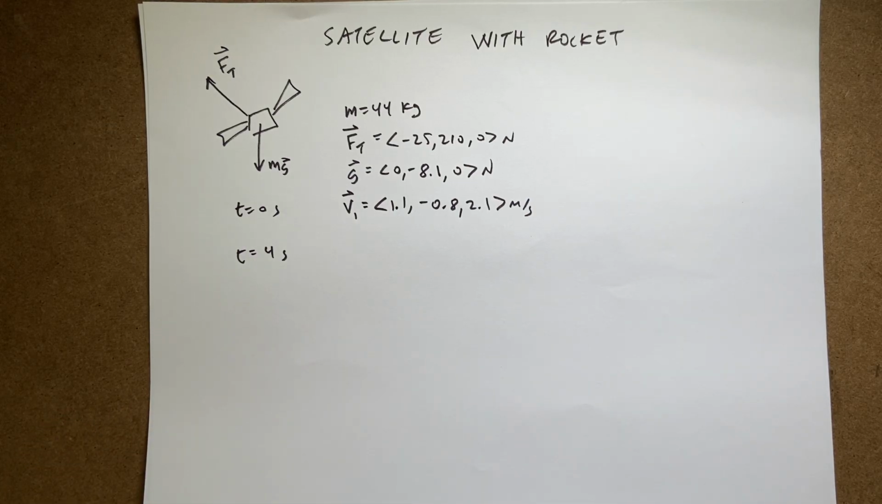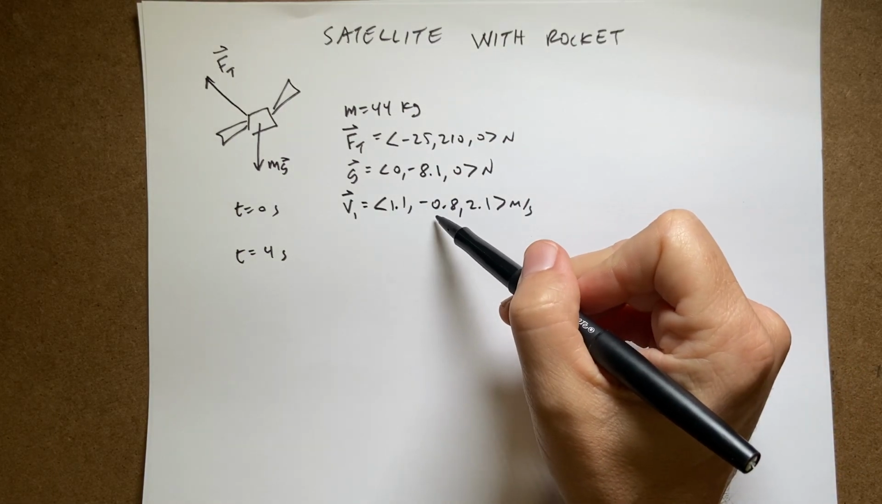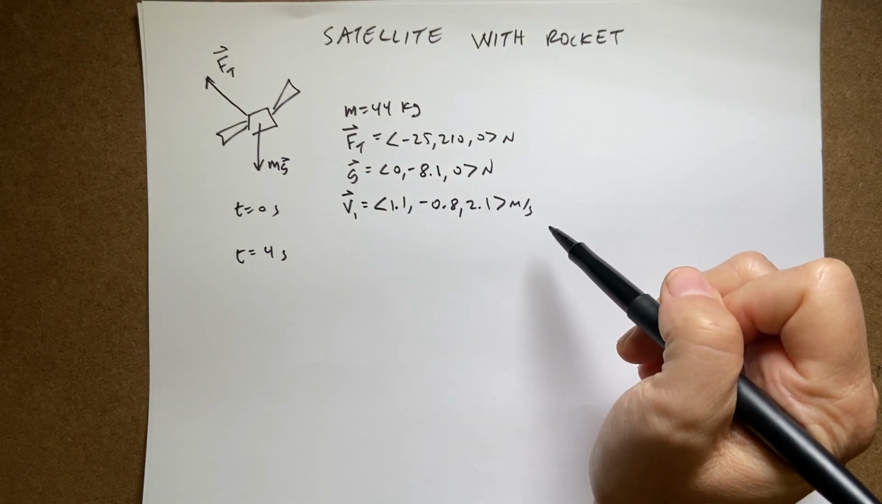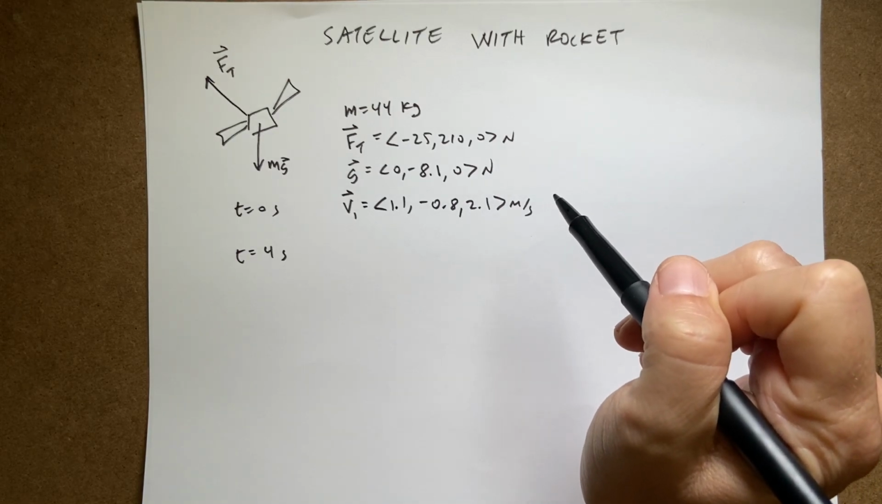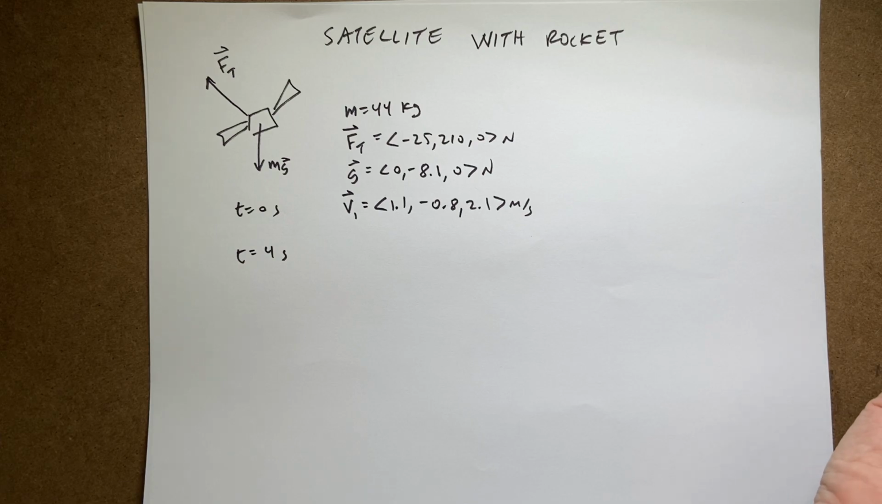Okay, here is another practice problem for momentum that I just made up. In this problem, I have a satellite in space traveling with some velocity. I made the velocity 1.1, negative 0.8, 2.1 meters per second. There is a gravitational field, so there is a gravitational force, but it's far away. Okay, so it's far from the center of the Earth.